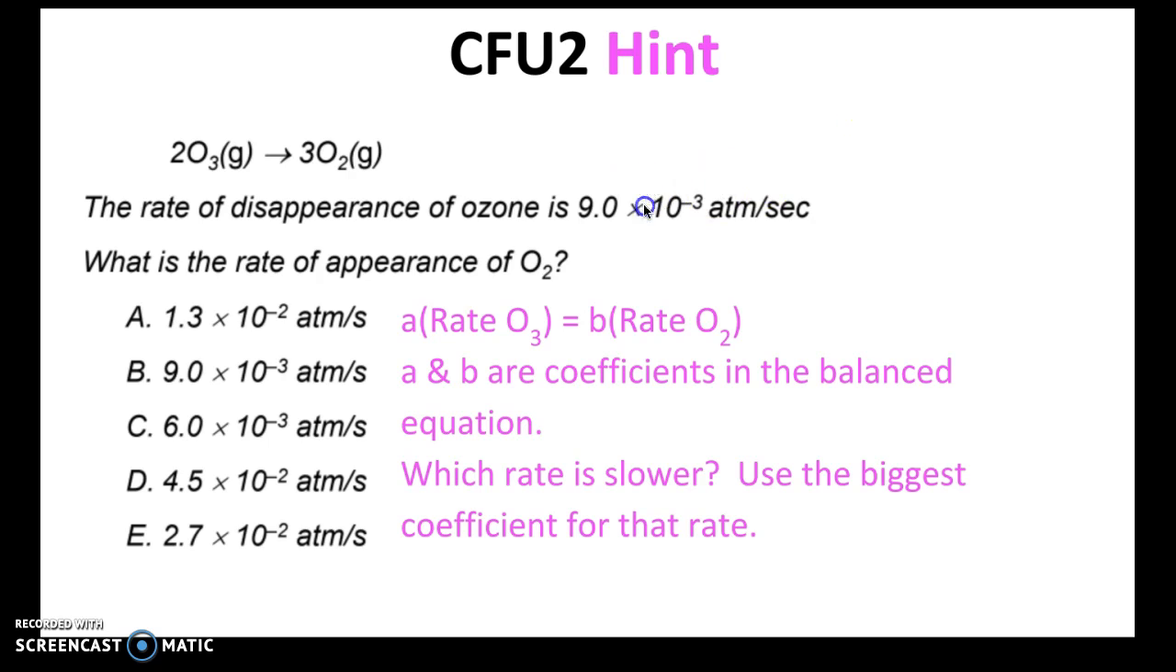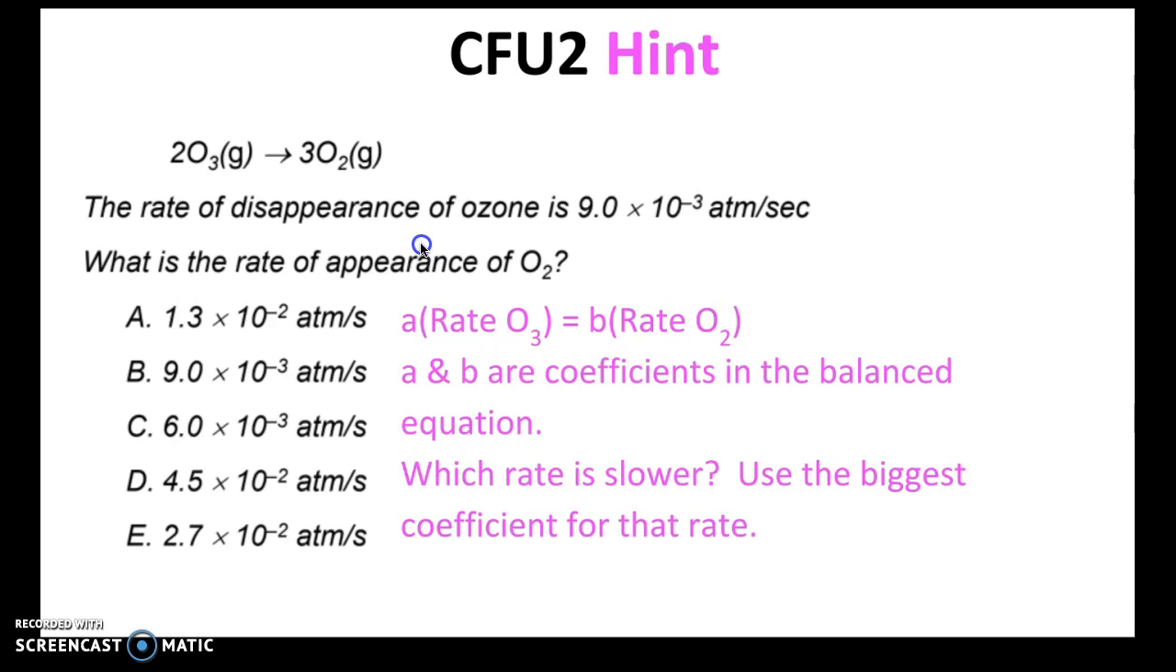All right, here's the hint. What I would recommend is setting up an equation where the rate of O3 equals the rate of O2, and you're going to have to multiply both of these rates by a value, and the value is going to come from the coefficients in the balanced equation. So which rate is going to be slower? Remember, the slower rate is going to be the one with the smaller coefficient. Just like in the previous example, O2 had a coefficient of 1, whereas the rest had a coefficient of 2. So the rate of appearance of O2 was slower.